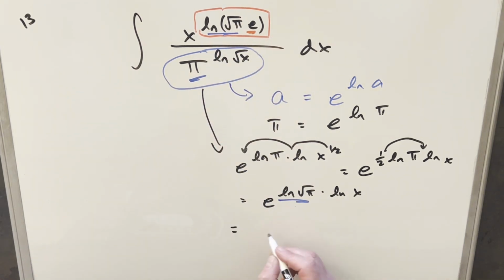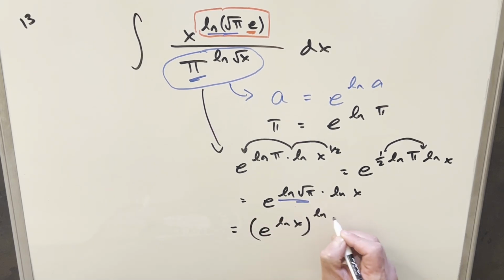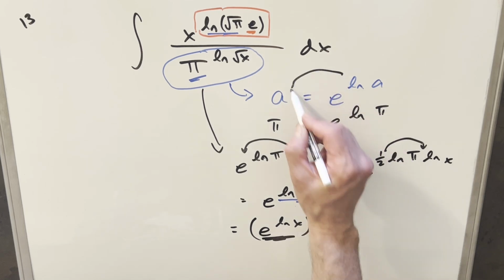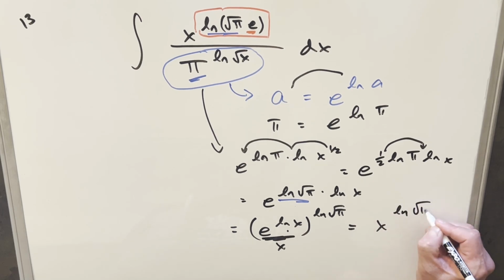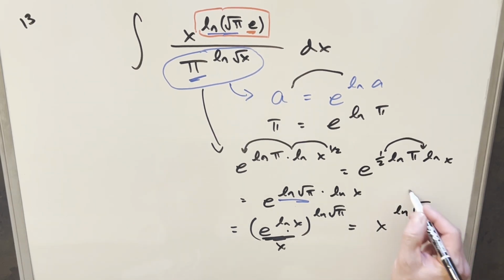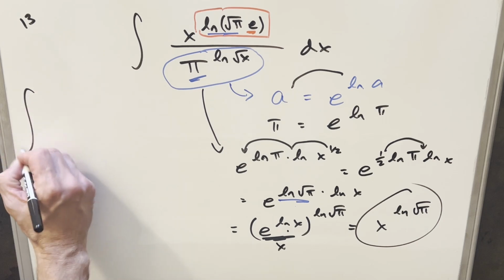From here, I can just regroup this. I can write this as e to the ln x, all to the ln square root of pi. But then I can use this property in reverse. This thing is the same thing as just x. So I can write this whole thing as x to the ln square root of pi. So now let's put this back into our denominator and rewrite this whole thing.